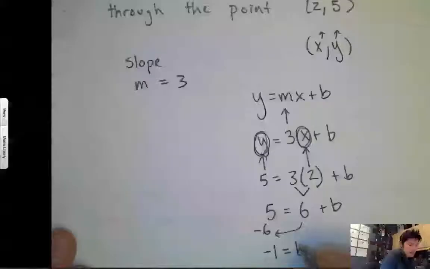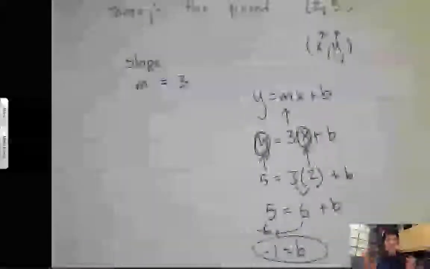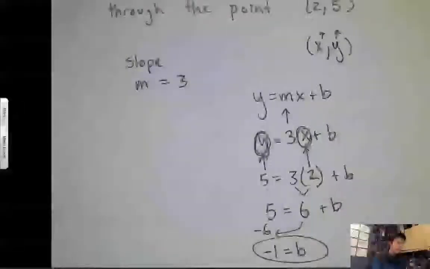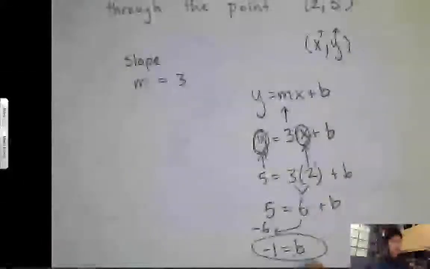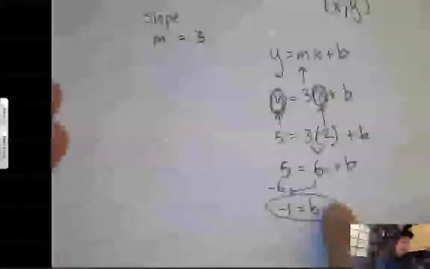Now the common mistake is to circle this and forget what your process was and say, there's my answer, b equals negative 1. Well, don't forget what the question was. You're supposed to be writing an equation of a line. So that's not your final answer. Maybe be careful not to circle that at all.